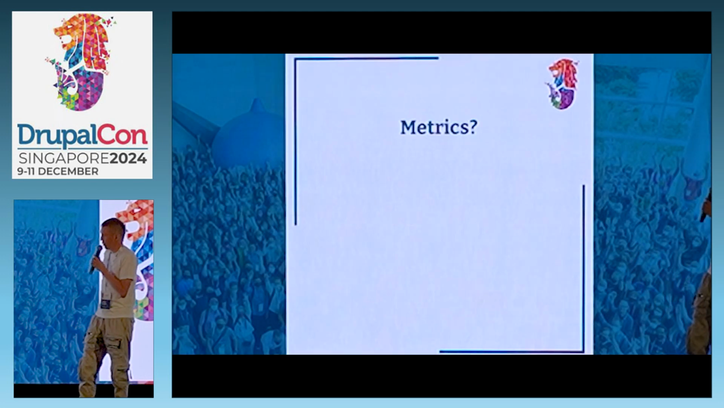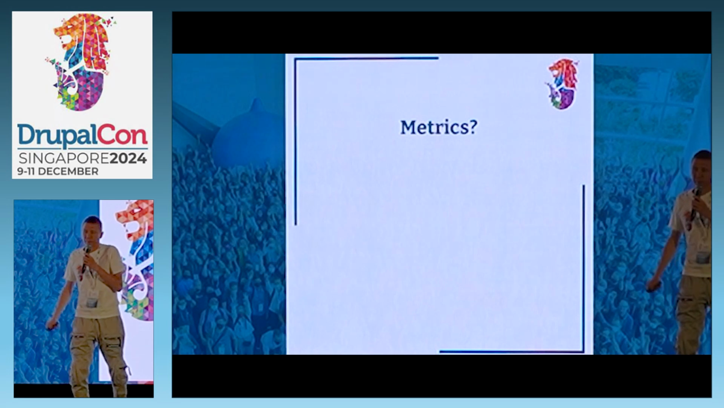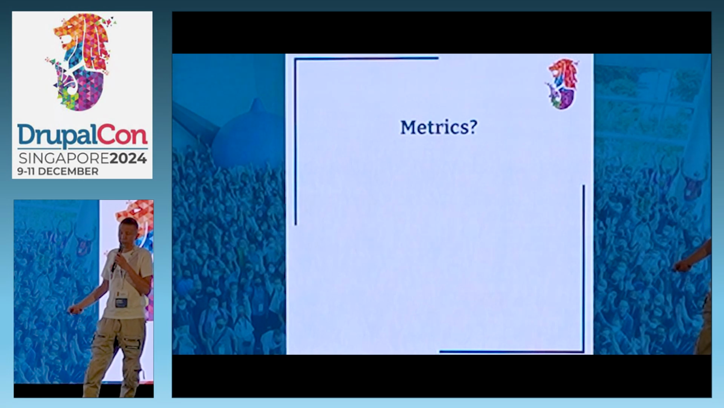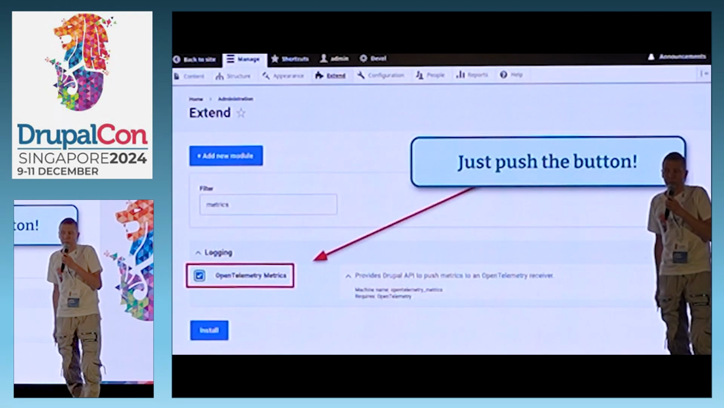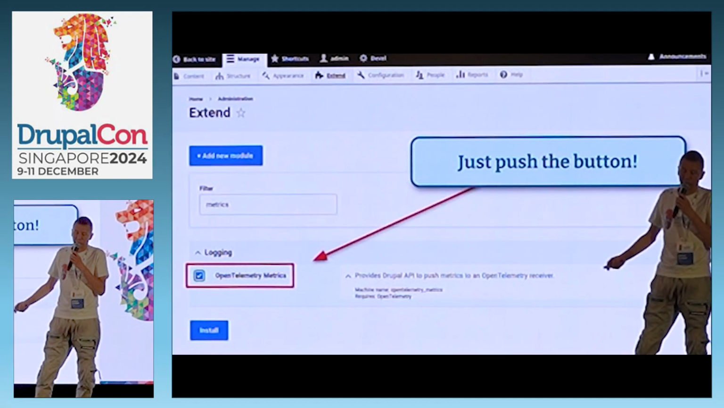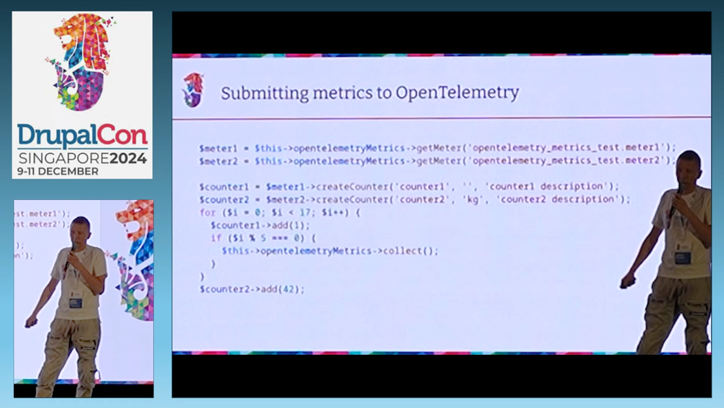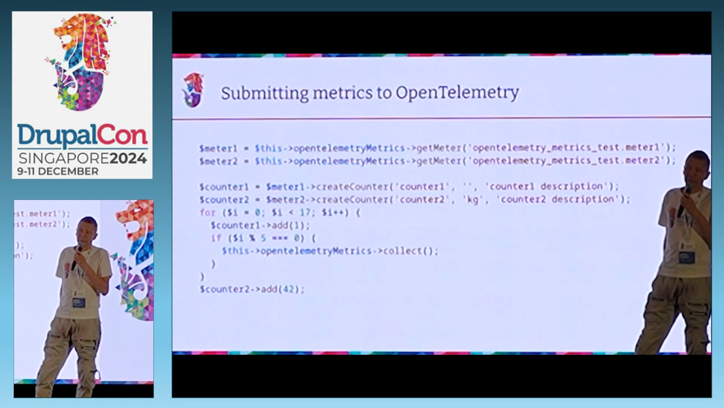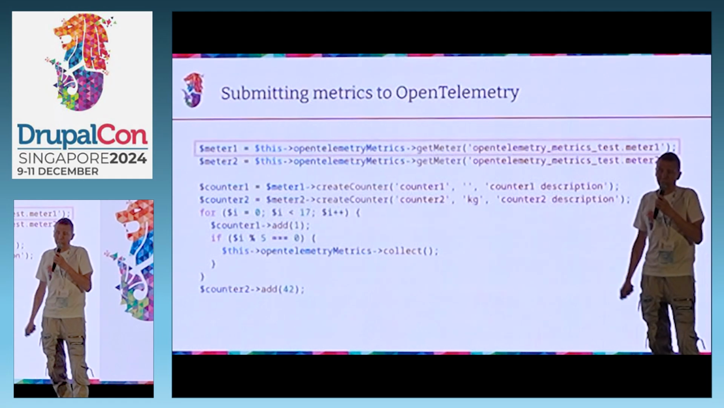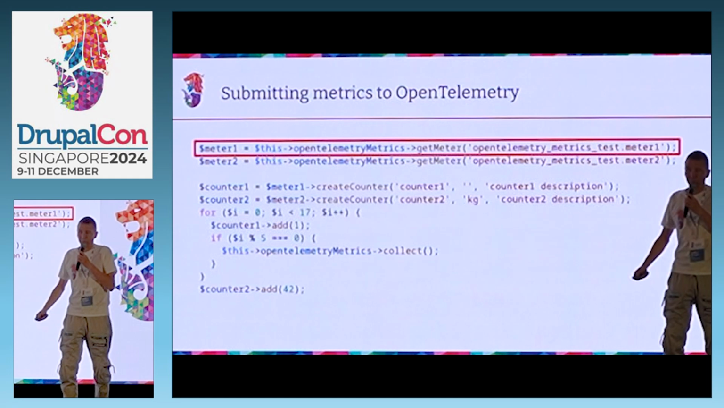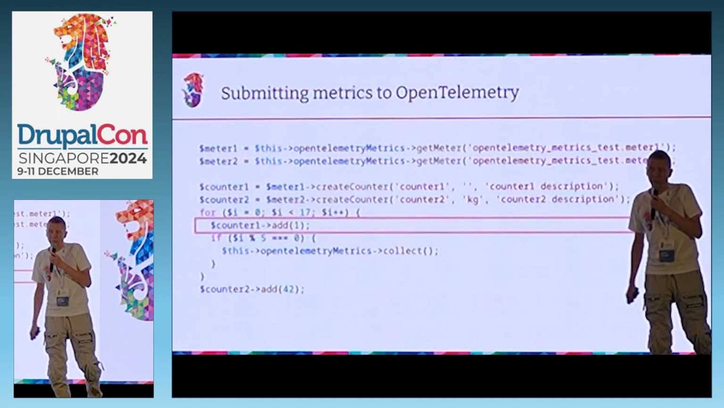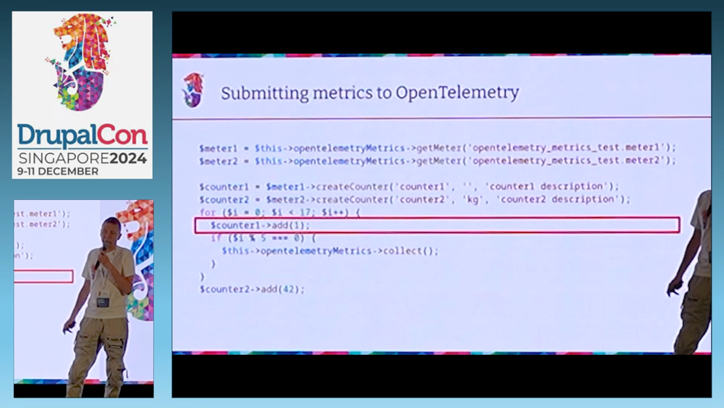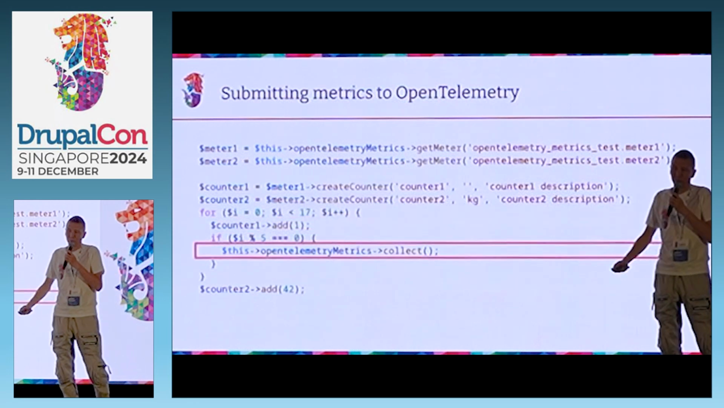Okay, we covered traces, good. And probably you want to see metrics, those colorful charts, and we have them too. You have to install just another module, another checkbox, and that's it. And having this module enabled, you can simply get the meter with any name that you want, and create a counter, and just add some numbers there, or text information, or anything that you want.